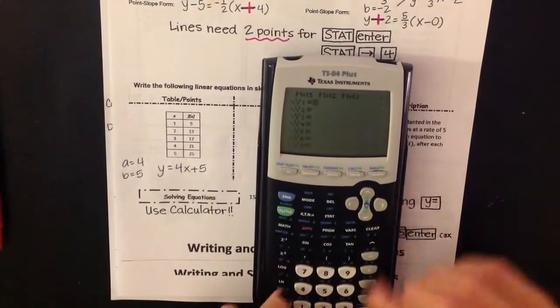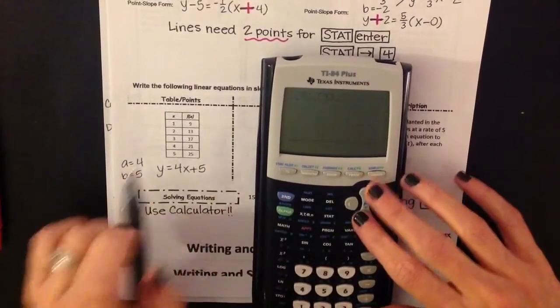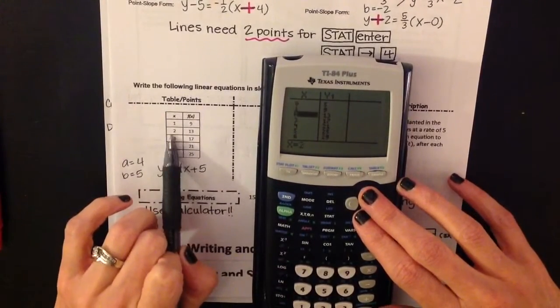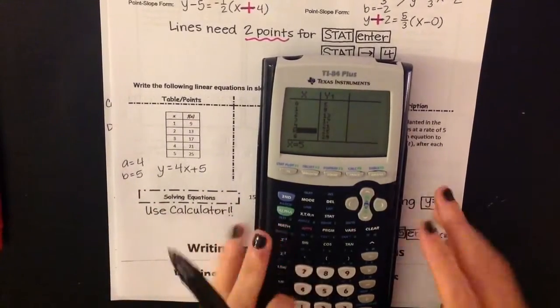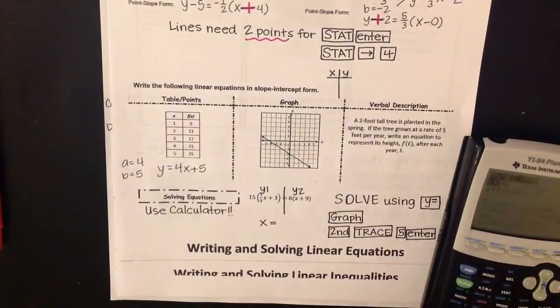And if you want to double check, you can type in 4x plus 5 and go to your table. 1, 9, 2, 13, 3, 17, 4, 21, and 5, 25. So it does work. I'm going to clear my calculator.